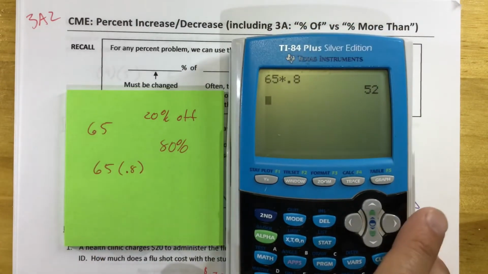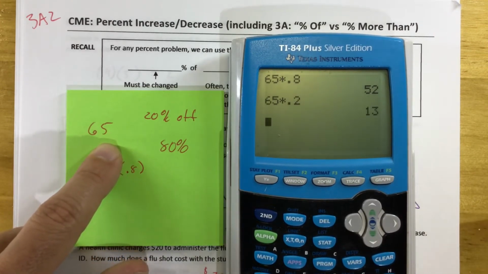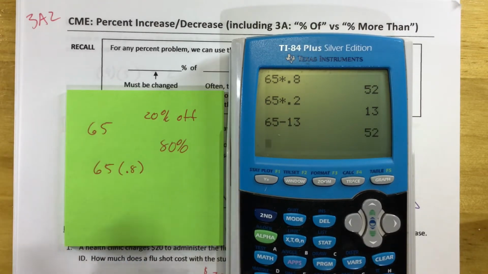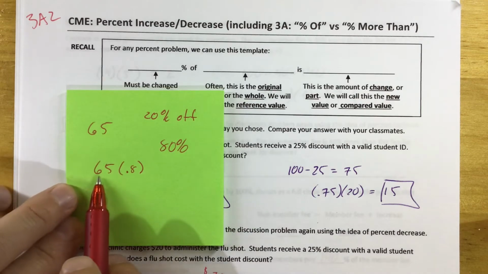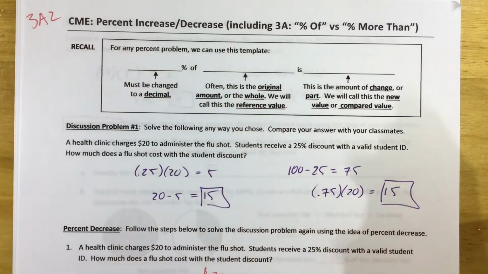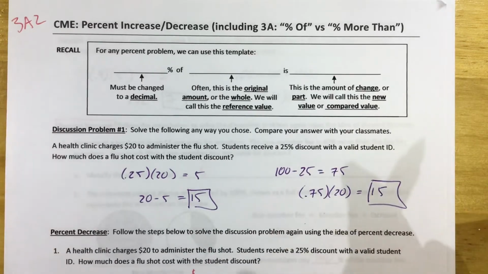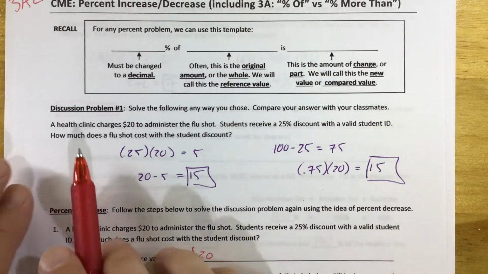It's $52. You can get the same thing as doing 65 times 0.2, which is 13, and then saying 65 minus 13 gives you 52. But it seems to be a longer process. And it'll definitely be a longer process if you're looking at buying a lot of items. So if you're buying a lot of items that are all going to have the same sale price, just take their total and multiply by the 80%. Okay, so our discussion problem, I wanted to show both of those versions as well.